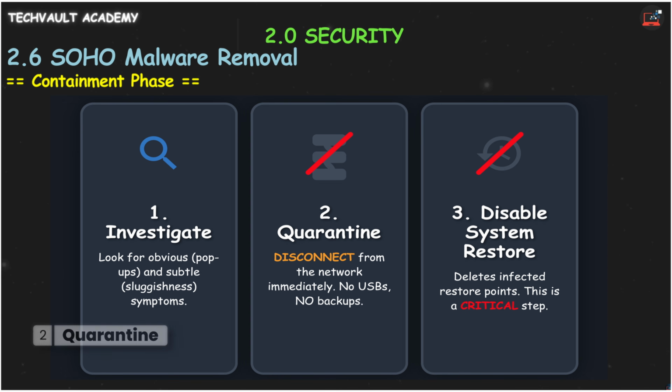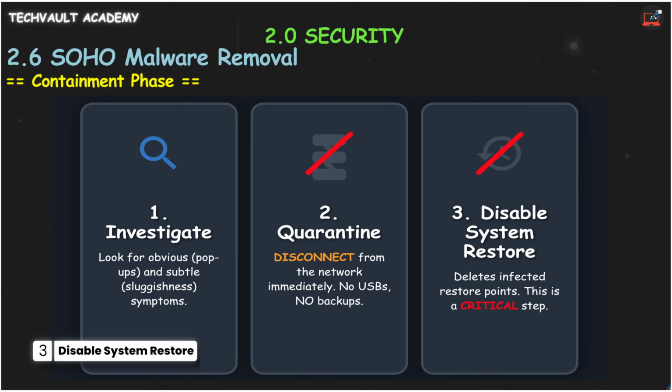Step 2. Quarantine the infected system. This is critical. The moment you suspect malware, cut it off from the network. Unplug the Ethernet cable, disable the Wi-Fi. A connected machine can spread the infection to the entire network in minutes. Also, do not use USB drives to move files, and absolutely do not perform a backup. You'll just be backing up the virus.